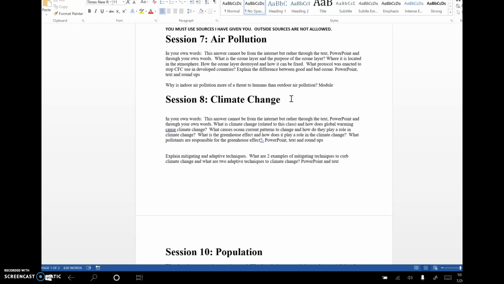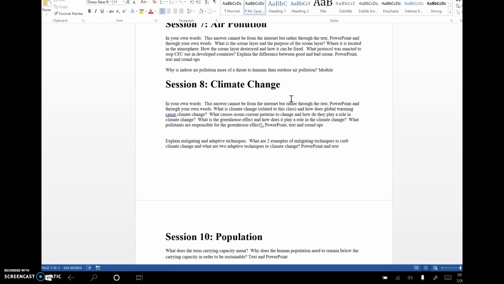Session 8 deals with climate change. Climate change cannot be found on the internet, but through the text, PowerPoint, and through your own words. What is climate change related to this class, and how does global warming cause climate change? So I want you to talk about that. A lot of these answers can be found in roundups. What causes ocean current patterns to change, and how do they play a role in climate change? And this can be found in both the water session and climate change session, so I want you to talk about that.